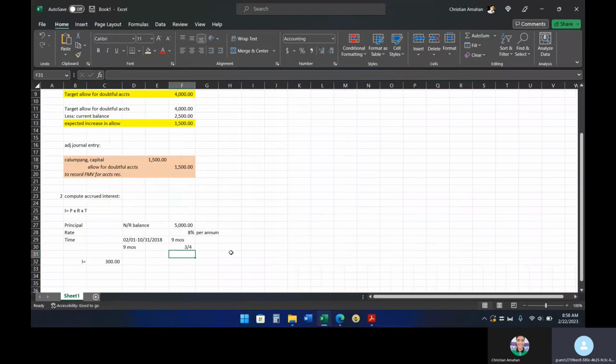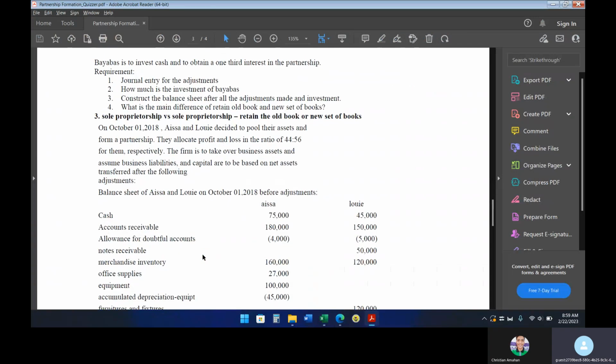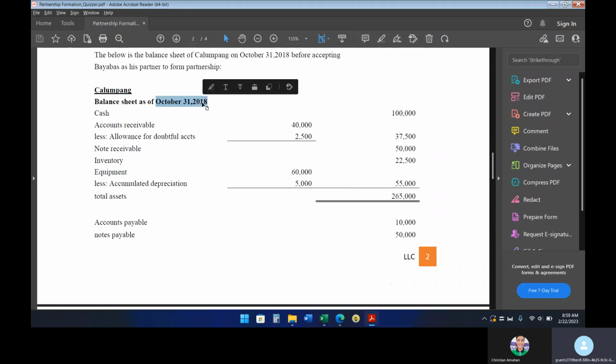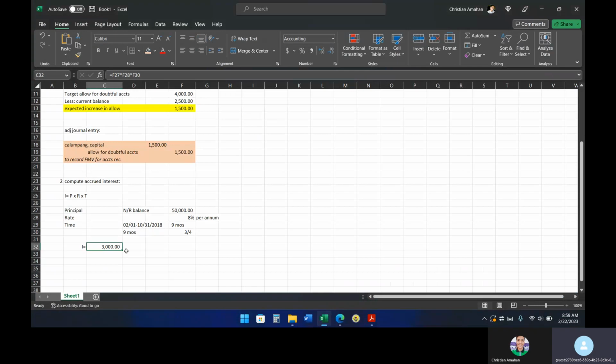So our accrued interest, our principal is 50,000. So our accrued interest is 3,000 pesos. What does this mean? Meaning on October 31, during the time that the Kalumpang sole proprietorship business closed, they made it a partnership with partner Bayabas. On October 31, we supposedly already received 3,000 pesos interest from our customer who gave us notes receivable. But as of that date, we have not actually received the cash for this interest. So as of October 31, this remains to be a receivable.